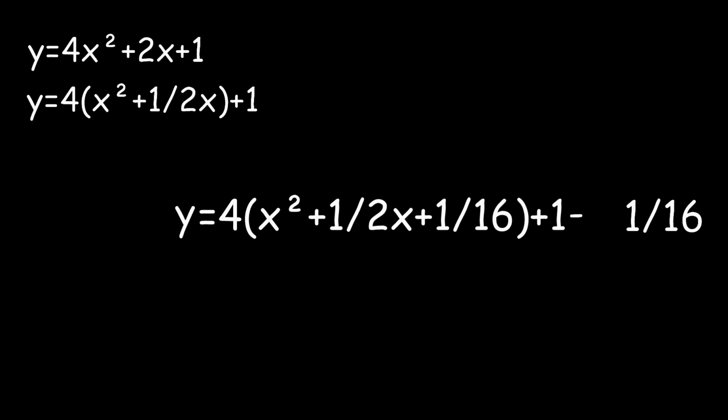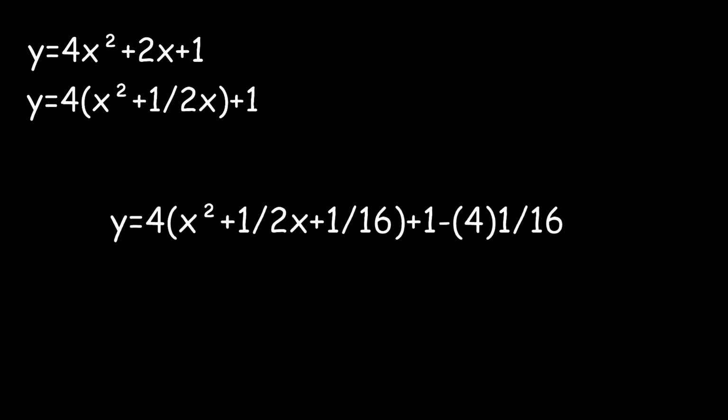Let's slow down for a bit. We have to multiply 1/16 by 4. Why, you say? Remember the 4 that we isolated from the x squared earlier? Yes, we have to multiply it to that. So, we subtract 4 times 1/16 at the end of the equation. So we get y is equal to 4 times x squared plus 1/2 x plus 1/16, close parenthesis, plus 1 minus 4 times 1/16. We're almost there.